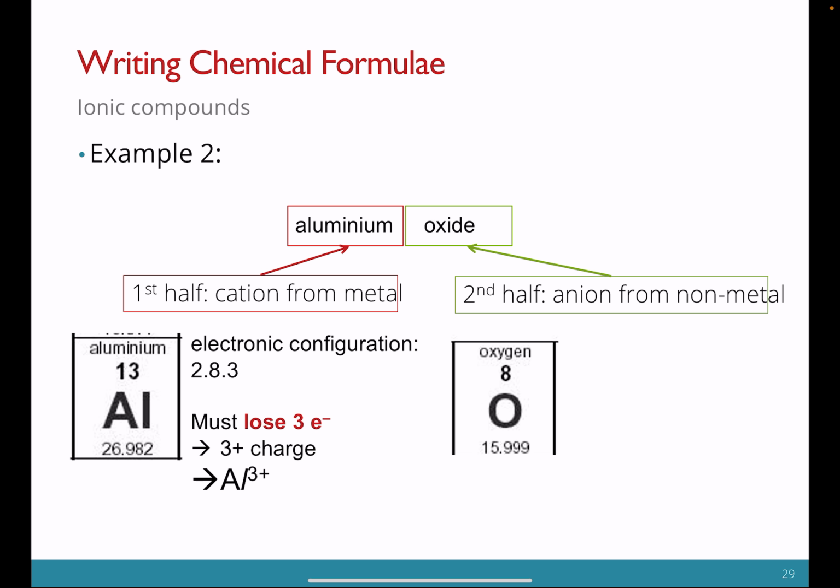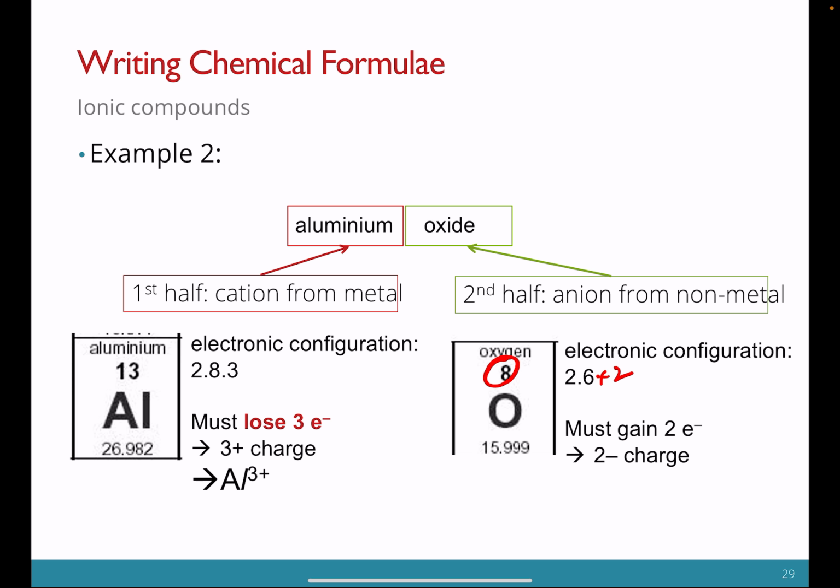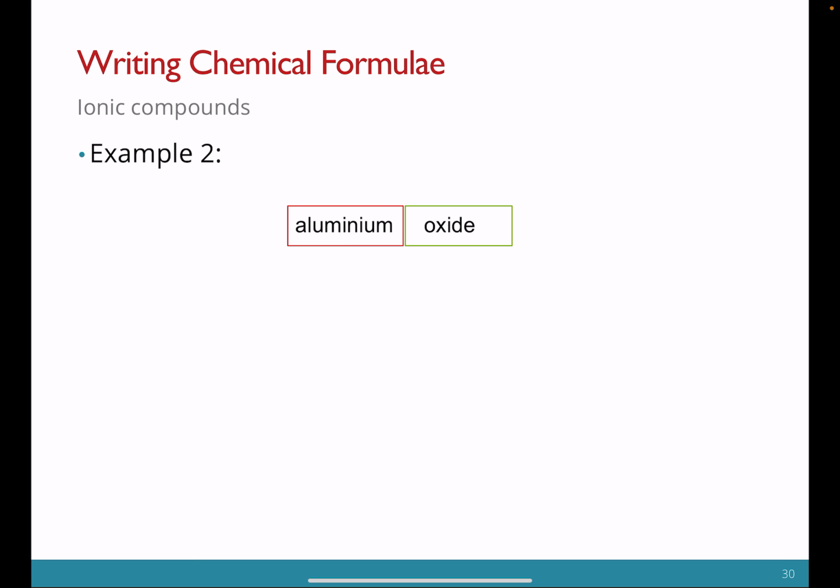Next, can you tell me what is the formula for oxide? What will be the charge for oxide? Now the electronic configuration, since it has 8 electrons in total, would be 2.6. This makes it have to gain 2 electrons to attain stable noble gas configuration, and hence having a 2 negative charge and the formula of O2-.